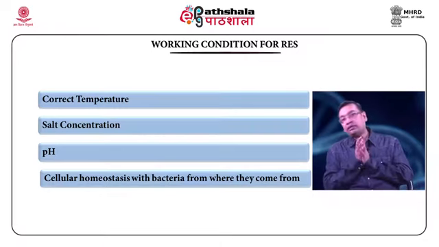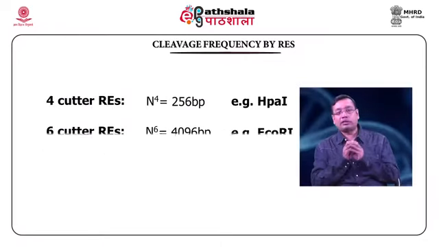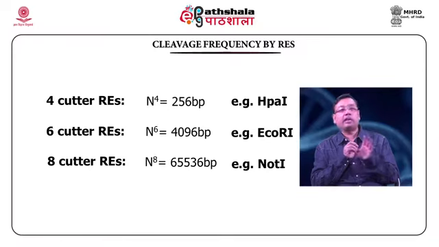Now we have already learned 4-cutter restriction enzyme, 6-cutter restriction enzyme and 8-cutter restriction enzyme. Now how does it work, what are the different frequencies of these restriction endonucleases? Let's say the 4-cutter restriction enzyme, which means n to the power 4, and here again, as I said in the previous slide, n is A, T, C, G.